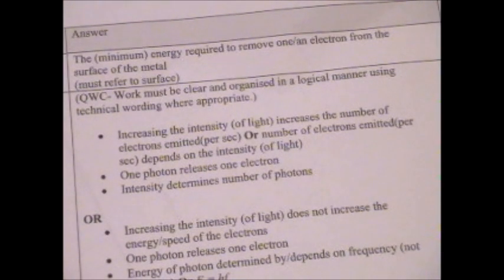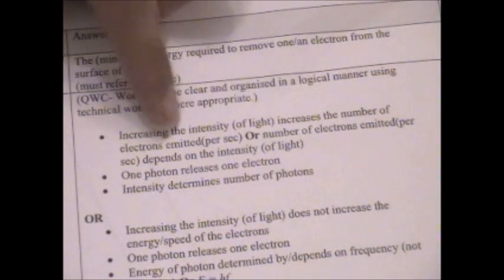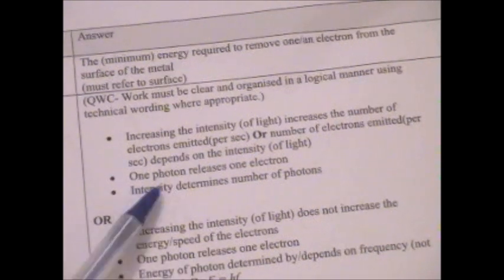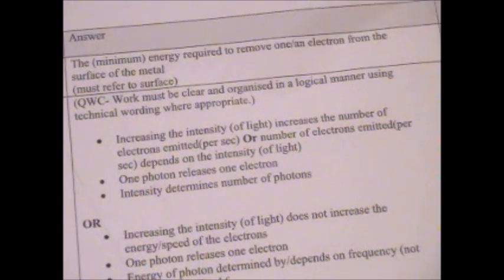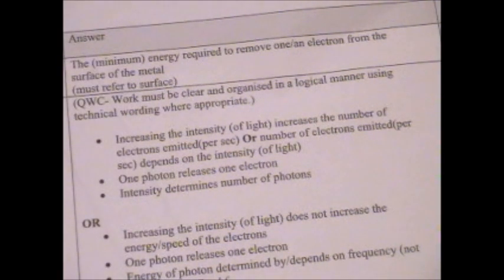Okay, so here we have the mark scheme. One of the first points that you could have discussed was increasing the intensity increases the number of electrons emitted per second, or the number of electrons emitted per second depends on the intensity. So linking the intensity to the number of electrons emitted would get you 1 mark. You know the relationship between a photon and an electron is a 1-to-1, so that would have got you the 2nd mark. And then discussing that intensity determines the number of photons is the 3rd mark. So that's one way in which particle theory is actually explained using this idea.